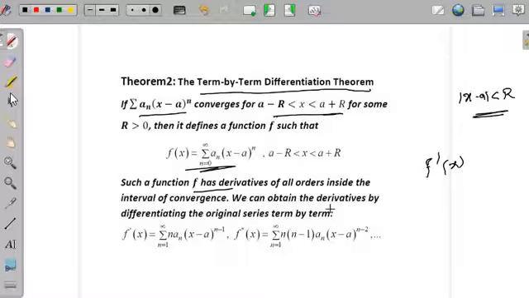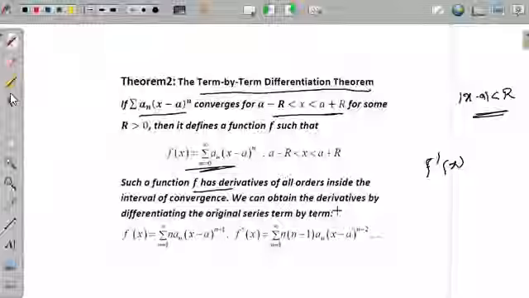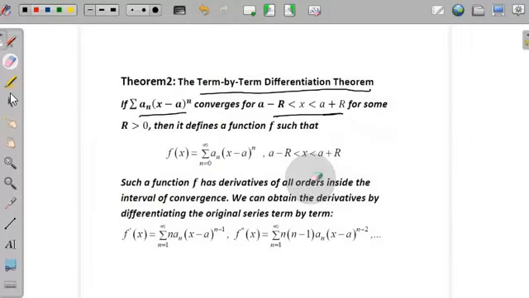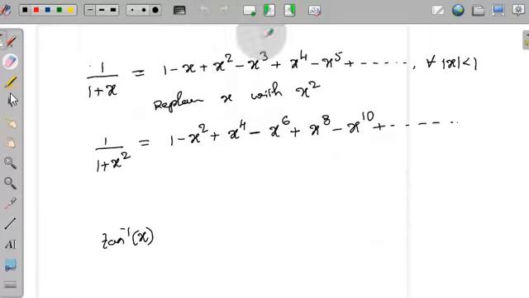Okay, so we can obtain the derivative by differentiating the original series term by term. So this is what we call term by term differentiation, to obtain the derivative of a function for which you already know the series expansion. Okay, so I'm going to apply this to find the expansion of tan inverse x. So this is what we are doing here. Of course, I'm going to use term by term integration.